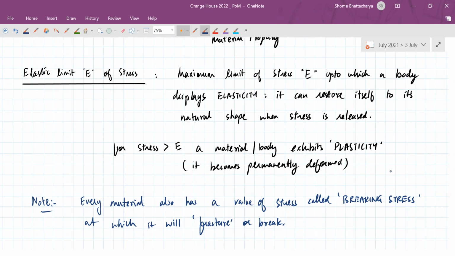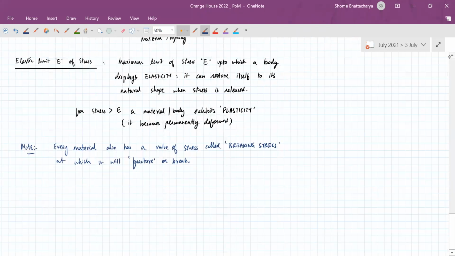Sir, yeah, sorry, sir, can you please explain the proportionality limit? Yeah, I'll be explaining with examples. Okay, I'll just scroll up once. People are writing down.